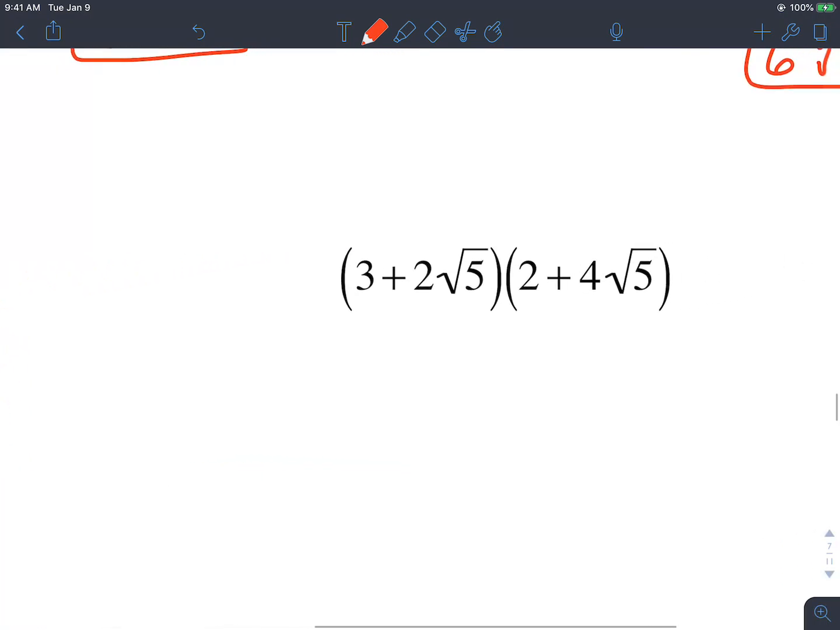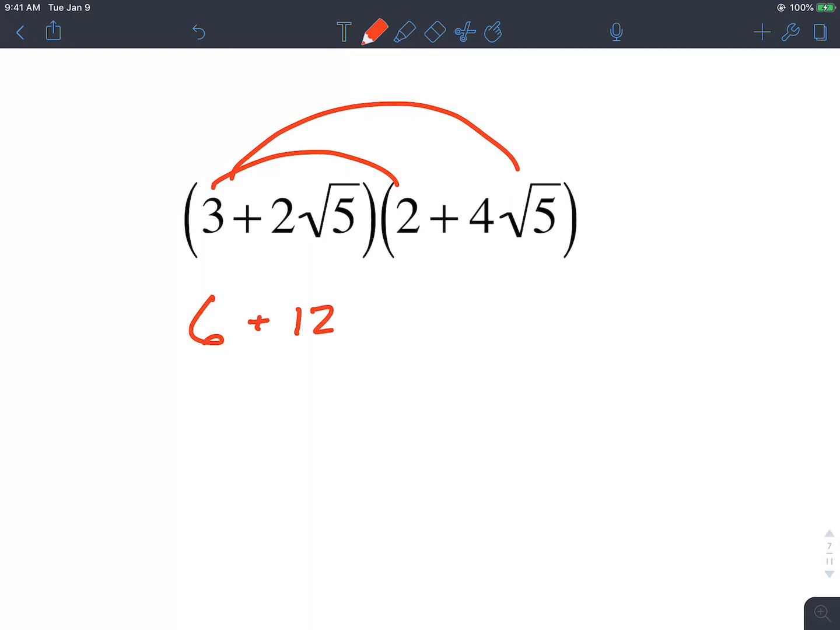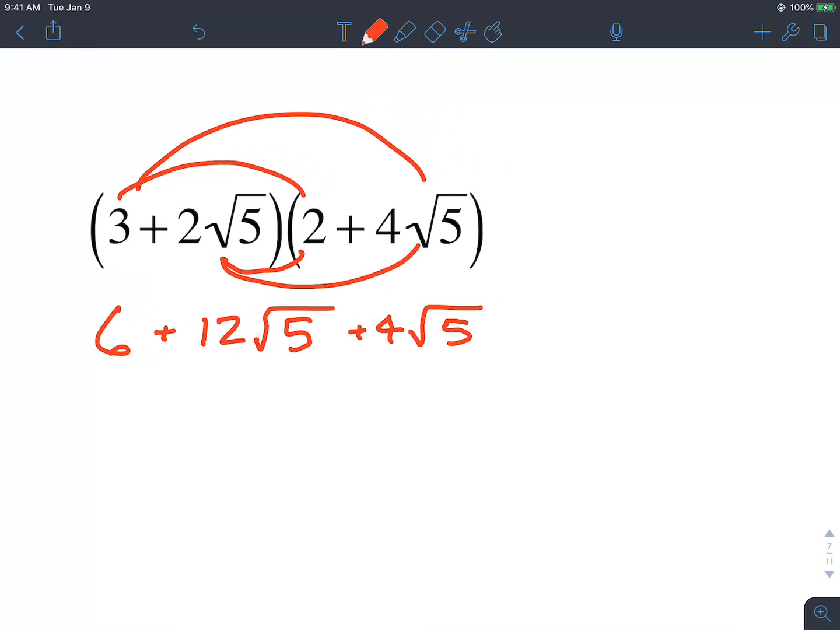Let's try another one here with FOILing 2 of these. So first times first, that'll be 6. Outside times outside, that'll be 4 times 3, so that'll be 12, and then square root of 5. Okay, your insides, 2 times 2 is going to be 4, so 4 square root of 5. And then this last set here, this will be 2 times 4 out in front, so that'll get you 8. And then square root of 5 times square root of 5 is square root of 25, which is a regular 5.